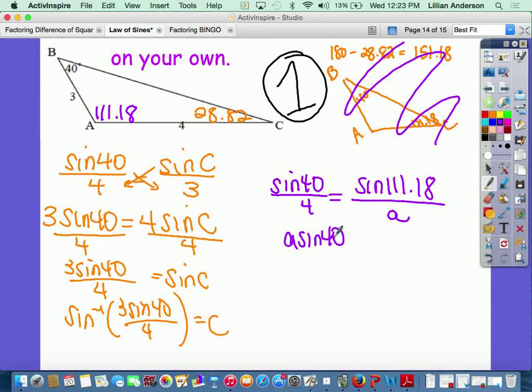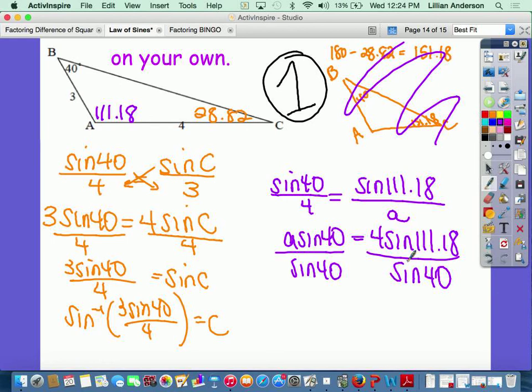One person raise their hand and tell me, why do I not have to take the inverse here? You're not looking for the angle. I'm looking for a side. The only time you use the inverse is when you're looking for an angle, not a side. Okay, so what number did you guys get here? 5.80. Raise your hand if you got that. All right.